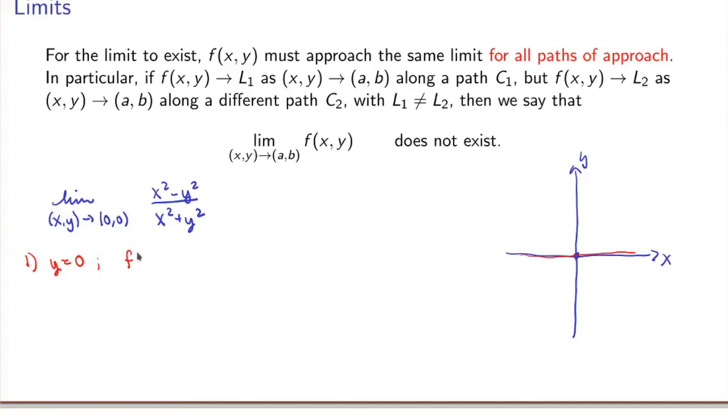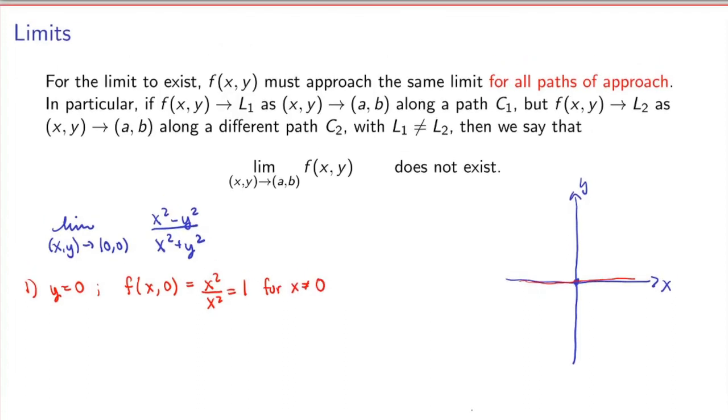Then the value of the function at y equals 0 is just x squared over x squared, which is equal to 1 for x not equal to 0. Remember, we're not evaluating at the origin, we're taking a limit. So from there, you conclude that the function f of x, y approaches the value 1 as (x, y) approaches the origin along the x-axis, right? Because if I set y equals 0, so I'm on the x-axis, then the function becomes just 1, so the limit is actually equal to 1.